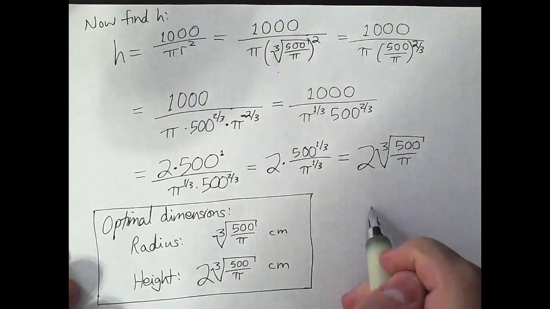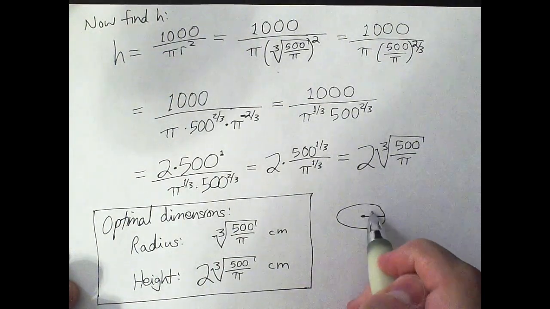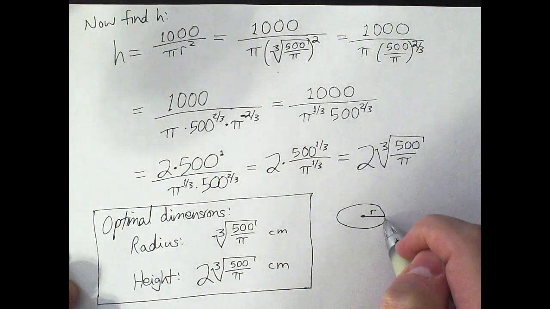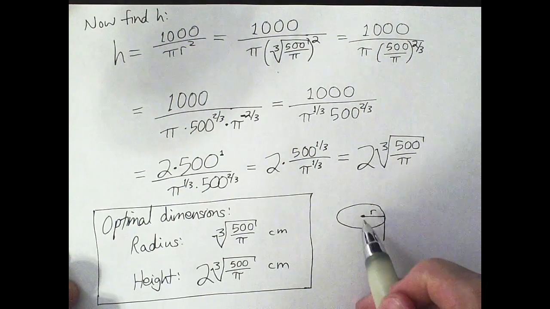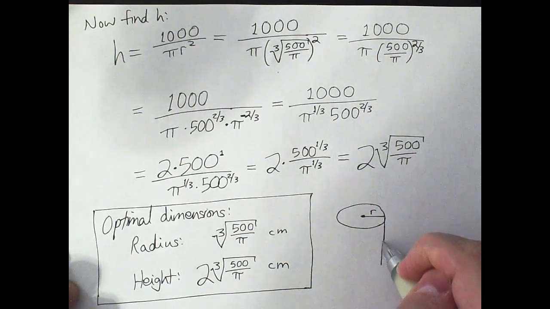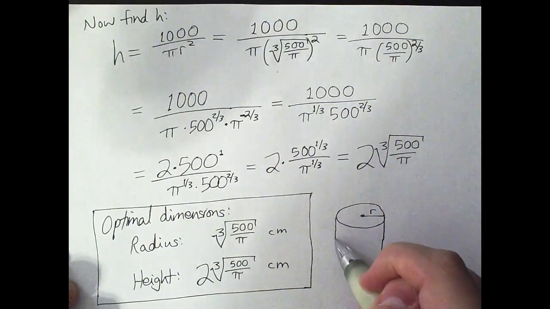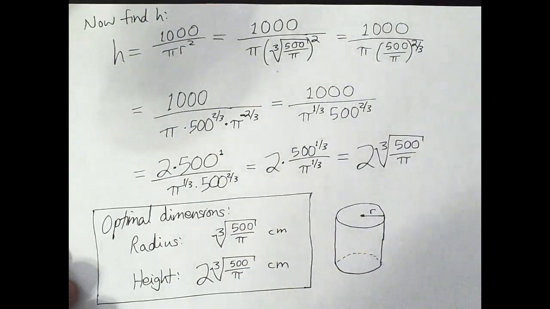So I guess, can you imagine a can where the height is twice the radius? Let's try to do that. There's the radius. Let's go one further. Okay, so that is sort of the best shape. Something like that.